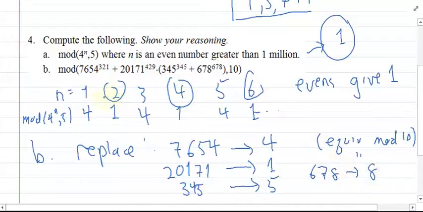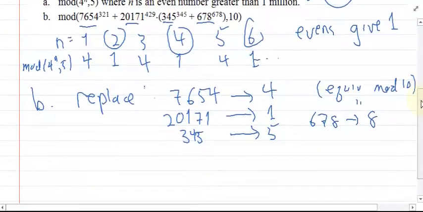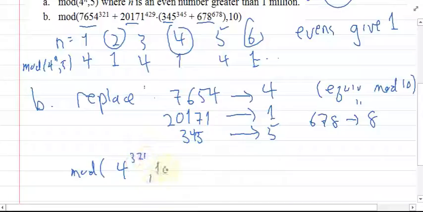Now, this is only for the factors, not for the powers. You can't necessarily replace the powers with their modular equivalents. So how do you tell what that's going to be? Well, let's look at 4 to the 321 mod 10. Well, let's do the same thing. We'll take n and we'll do 4 to the n mod 10.